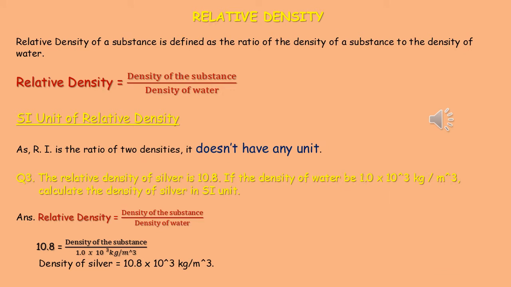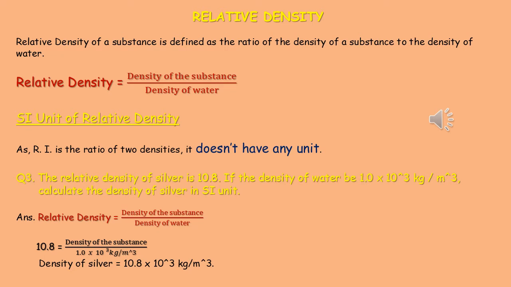Now we'll discuss about relative density. Relative density is defined as the ratio of density of a substance to the density of water. So basically, we are trying to find out how much heavier is a particular substance with respect to same volume of water. So the formula for relative density will be density of the substance by density of water.